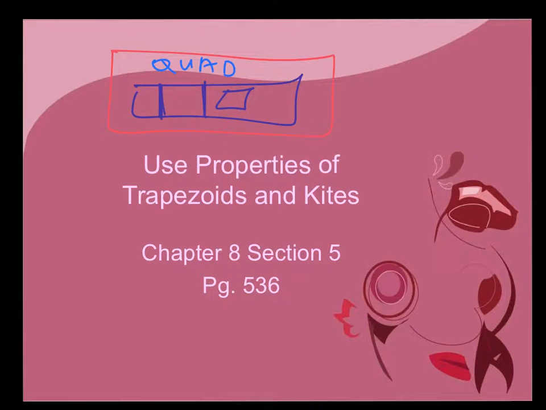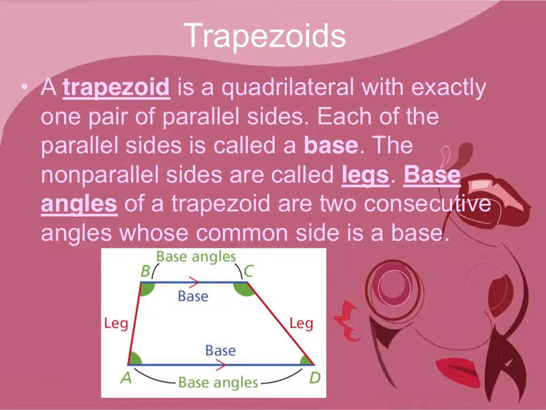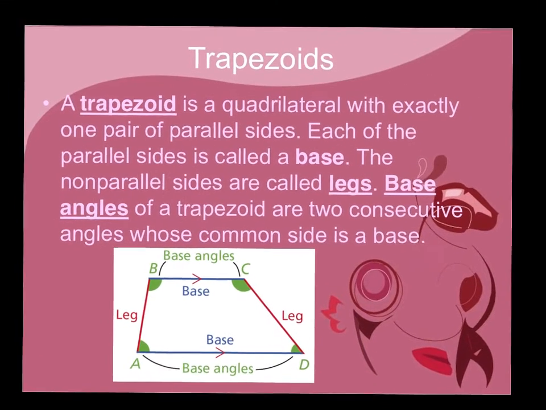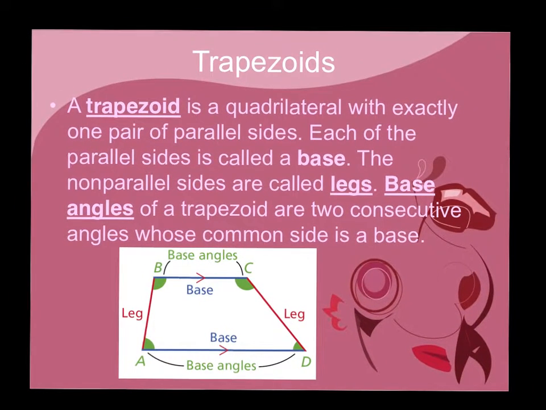So they are not parallelograms, meaning they don't carry over all the same properties that we just talked about. The only thing they have in common with the other two is that they're four-sided and sum to 360 degrees. So a trapezoid is a quadrilateral with exactly one pair of parallel sides. So you cannot have both pairs. One pair of parallel sides. Each of the parallel sides is called a base. The non-parallel sides are called the legs.